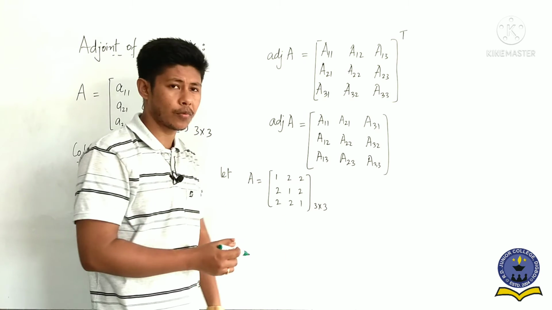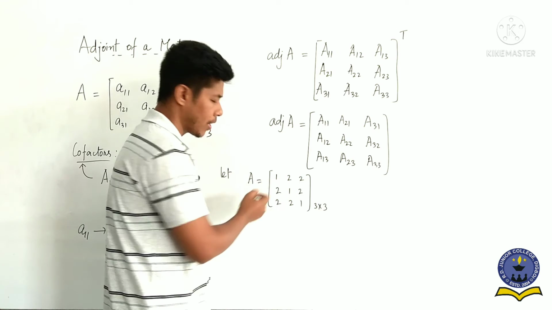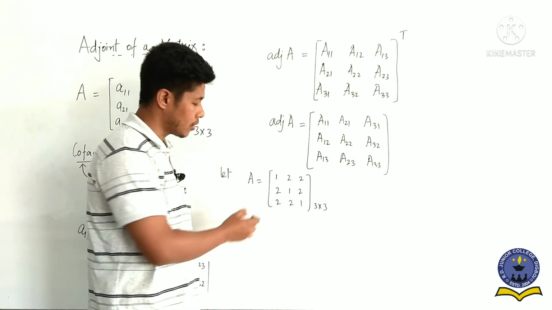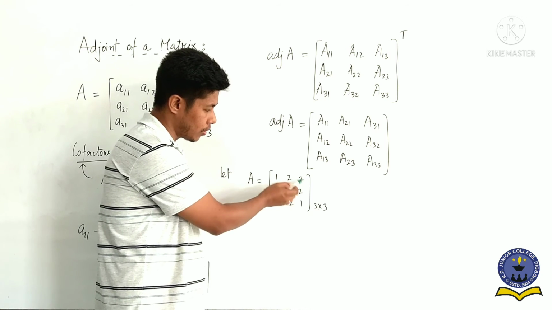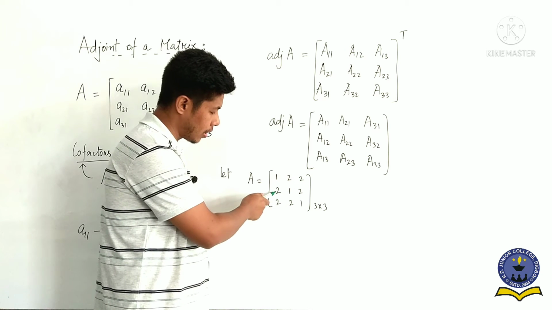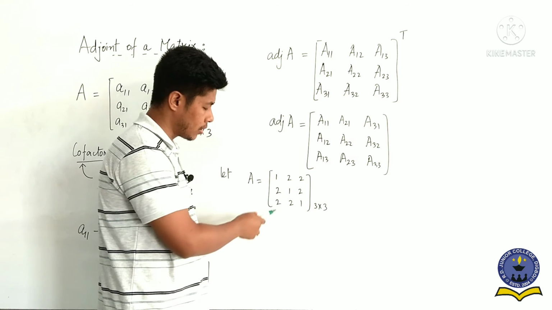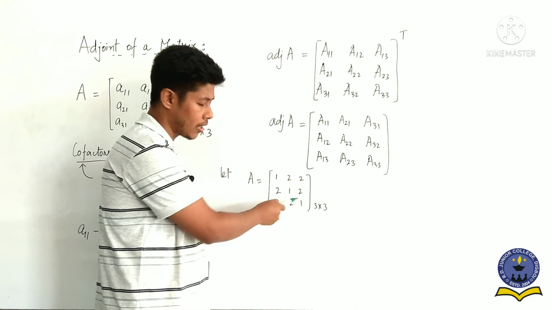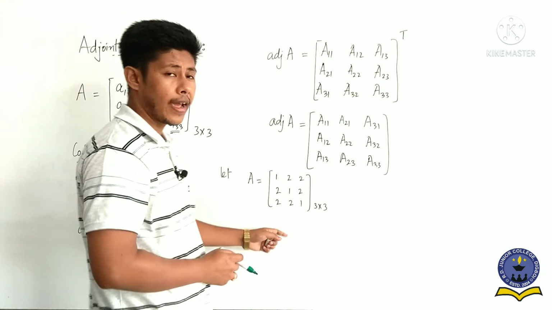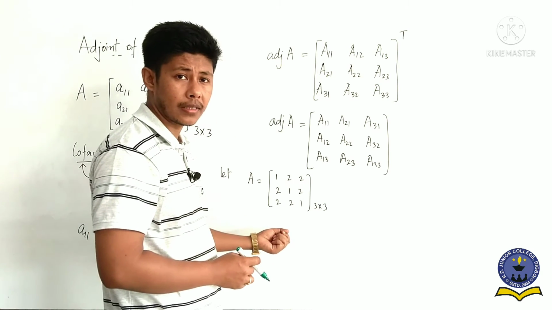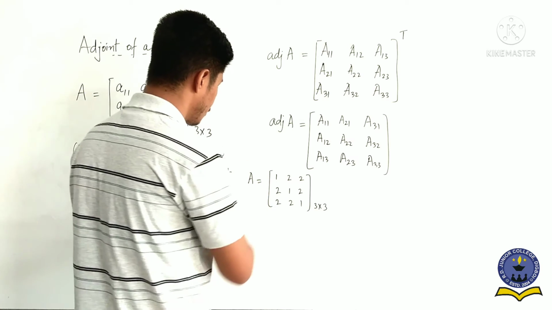First of all, for each and every element we have to find the cofactor. What is the position of this one? A11, this one is A12, this one is A13. Similarly A21, A22, A23, and A31, A32, A33. With the help of this method, easily we can find the adjoint of this matrix. Is it clear? So this one is for 3 by 3.